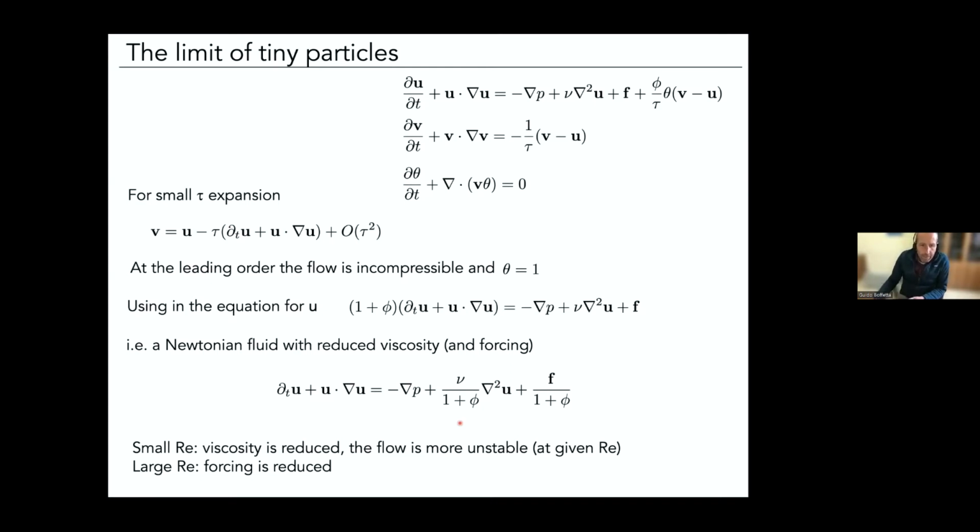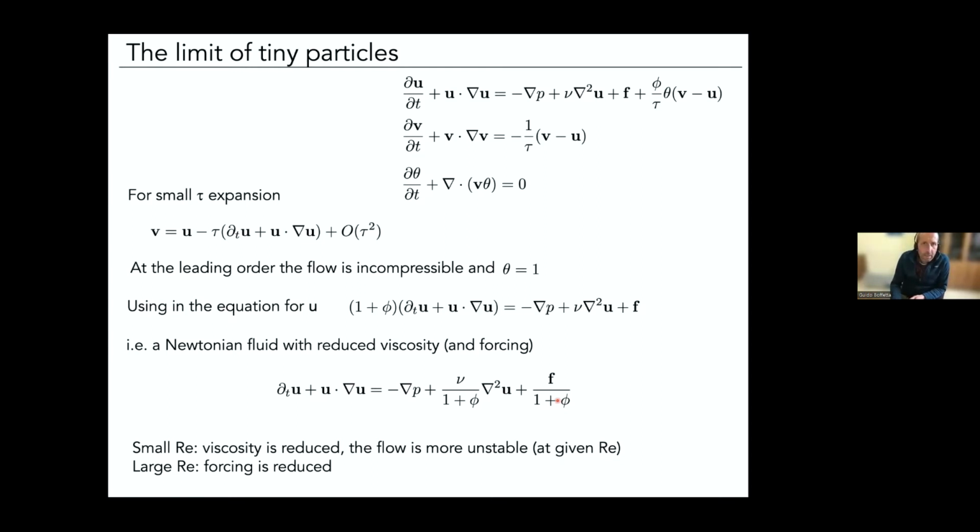On the contrary, in the case of larger Reynolds number, in which the viscous term at large scale can be neglected, the effect of the presence of particles is generally to reduce the forcing. Okay, and we will use these two limits in the following to understand the results that we will obtain.